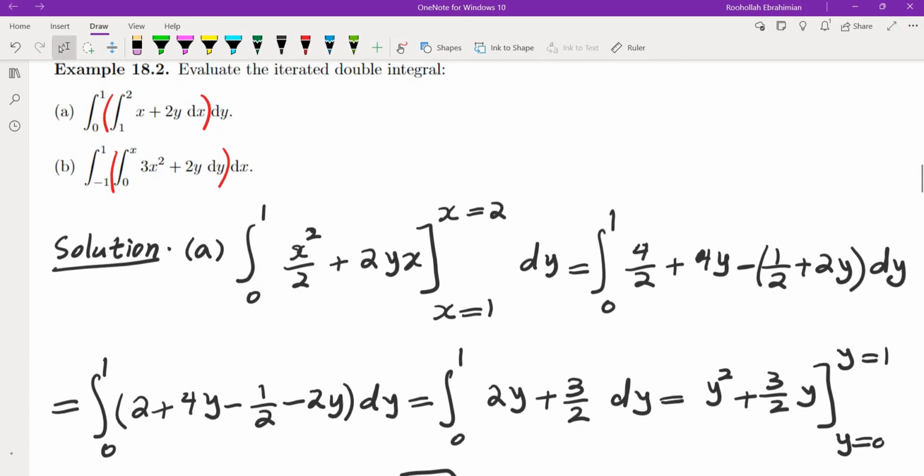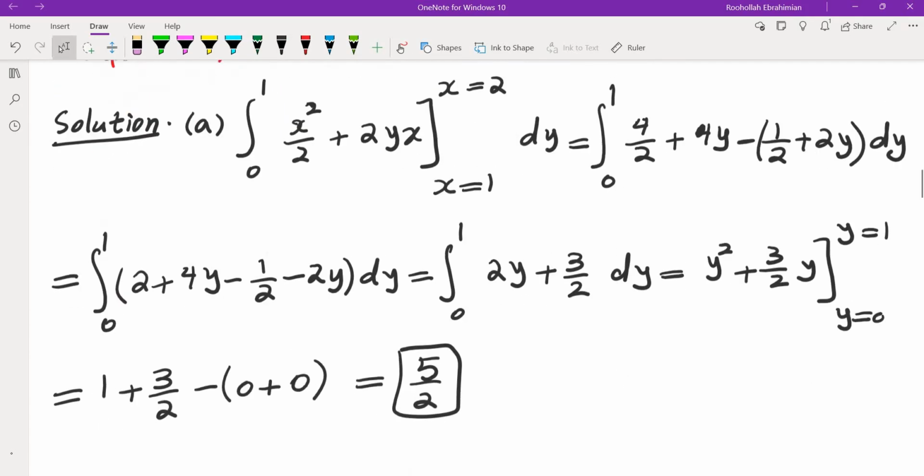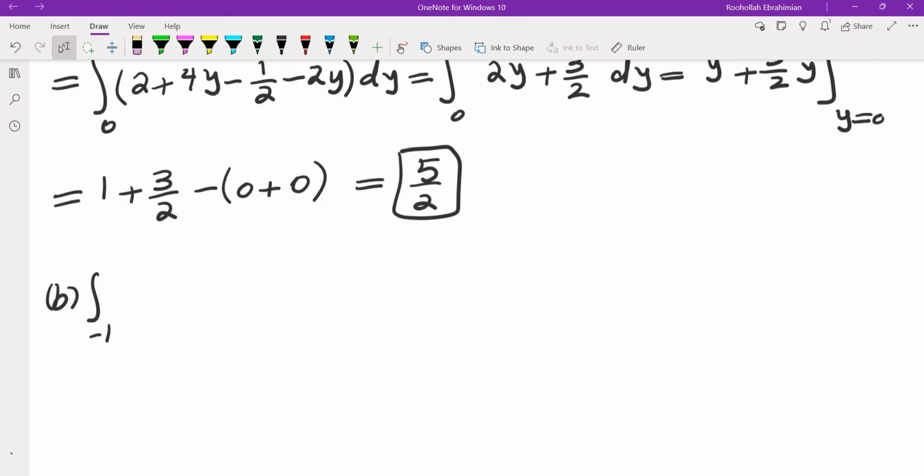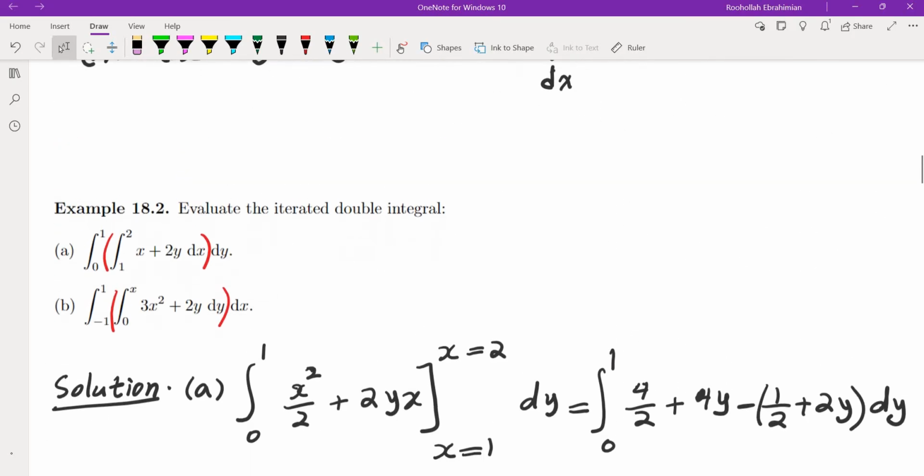We'll do something similar for the second integral. The second integral is from -1 to 1. The integrand here is 3x squared plus 2y, but the integration is done with respect to y. So I'll have to take the integral with respect to y. So it is basically like partial differentiation. These are basically like partial integration.